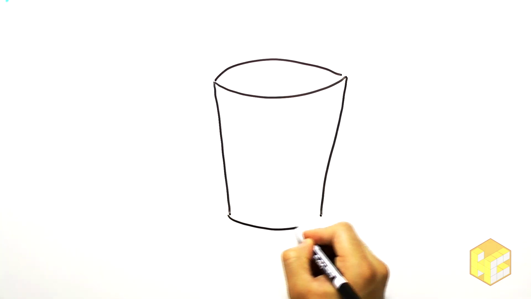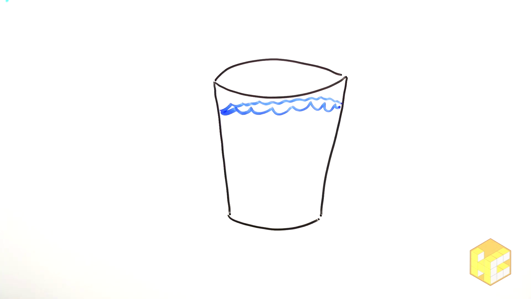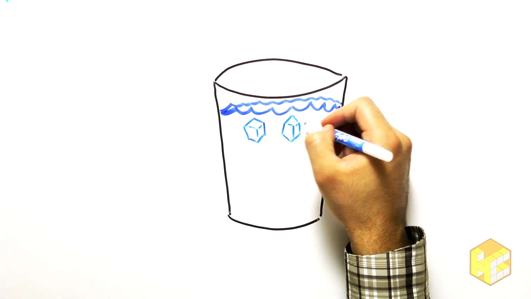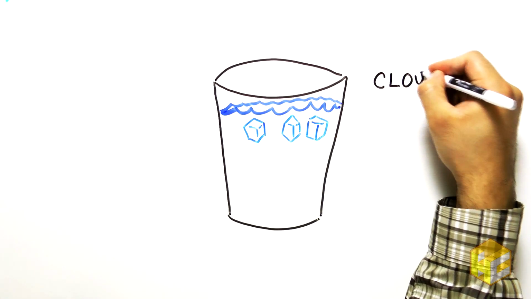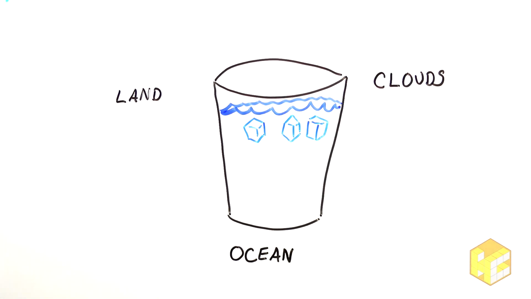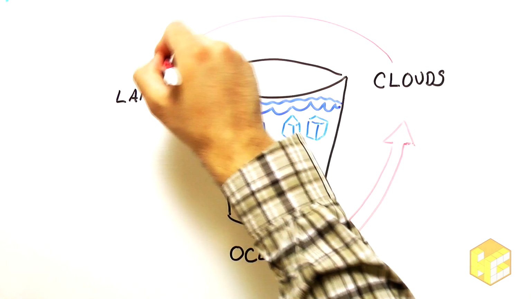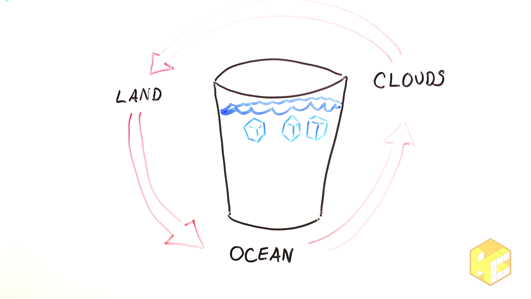Water. It is incredibly important to our daily lives. The water cycle is the path water takes as it travels from the ocean to the clouds to the land and back to the ocean. Let's take a closer look. Although the cycle has no beginning and no end, let's start with the ocean.